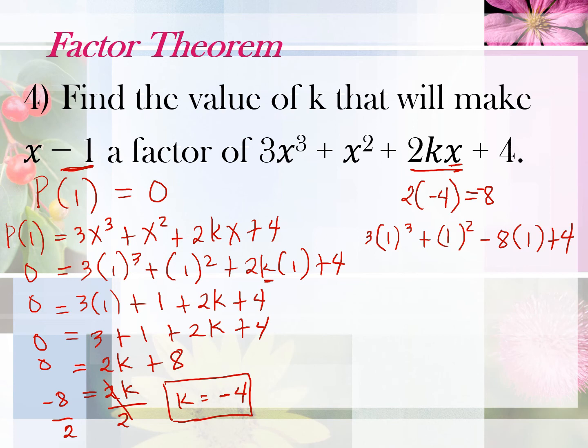So, 1 cube is 1. So, 3 times 1 plus 1 squared is 1 minus 8 plus 4. So, 3 times 1 is 3 plus 1 is 4 minus 8 is negative 4 plus 4. That is equal to 0. Ayan, magiging equal to 0. So, it means tama yung answer natin na k should be equal to negative 4.